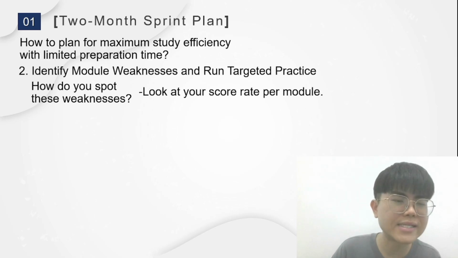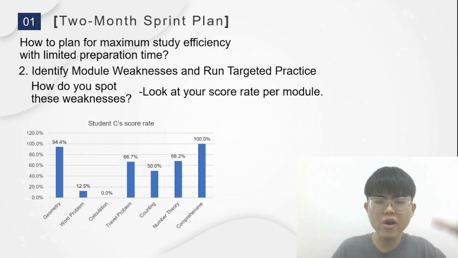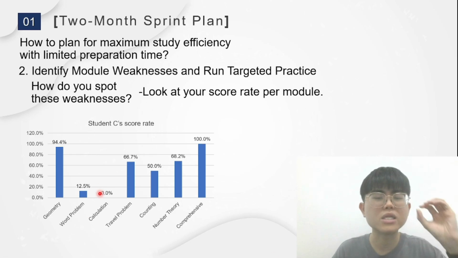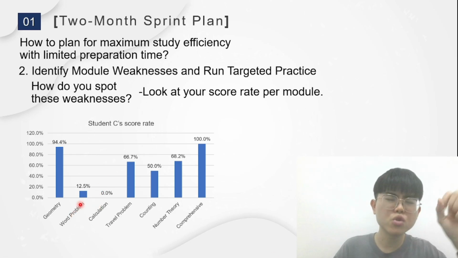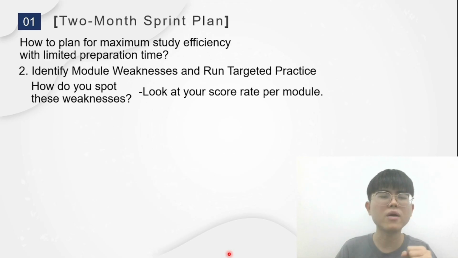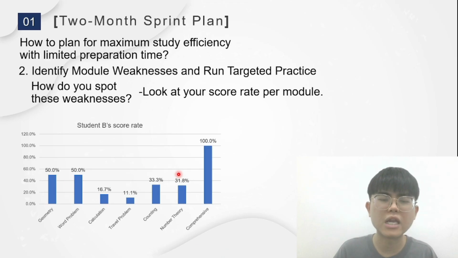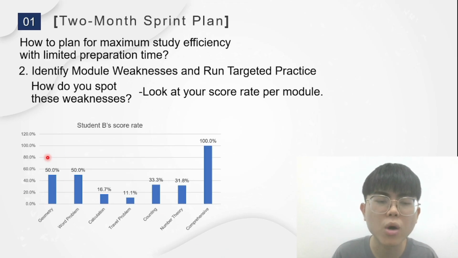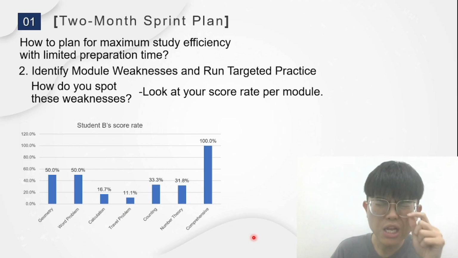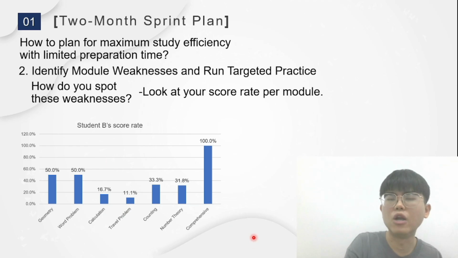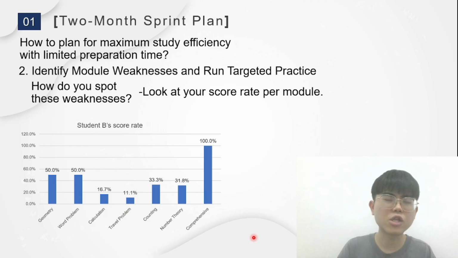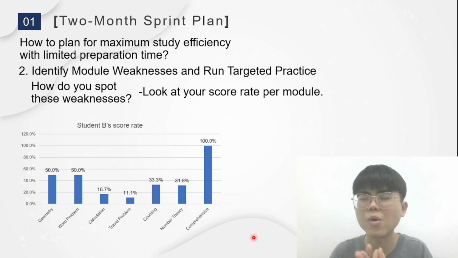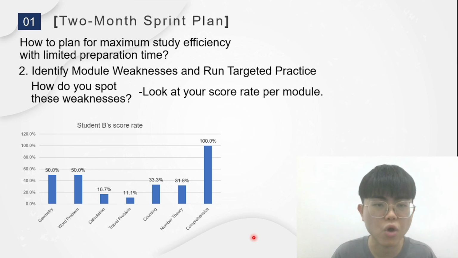For example, if I take a look at student C right here, very obviously you can see that calculation has a 0 score rate, word problems 12.5 score rate. And for example, student B, you can see that there are a lot of modules right here with low score rate. So how do we define a low score rate? We say that as long as it is below 80%, we will consider it as a low score rate.